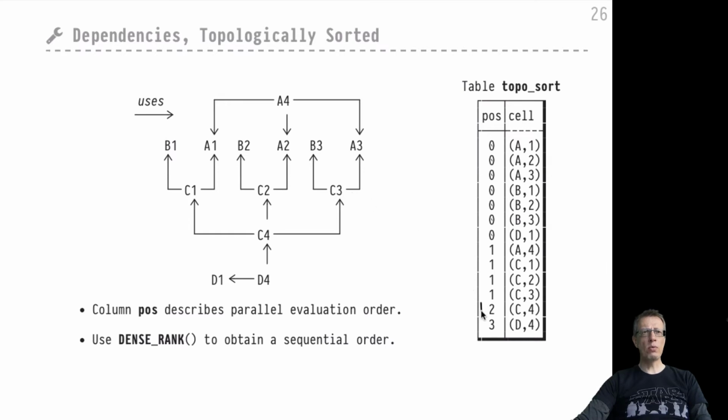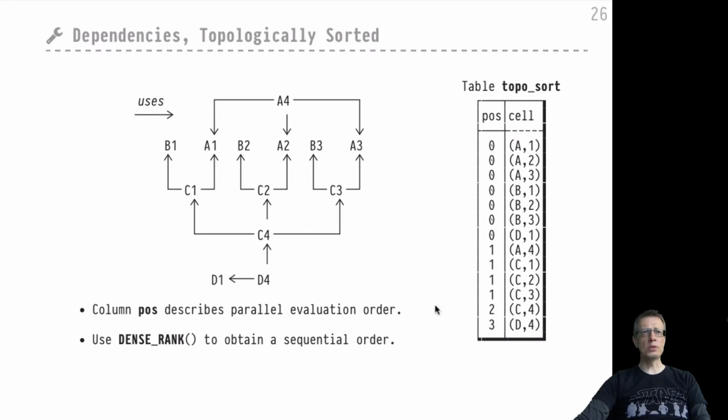And then C4 can be evaluated, which is the aggregate over all these multiplications. And at the very last point in time, we can evaluate the bottom right cell in our spreadsheet, and that's cell D4, and indeed it is found here in the last position in our topological sort. Right, so this topological sort indeed correctly reflects that there is some opportunity for parallel evaluation here.